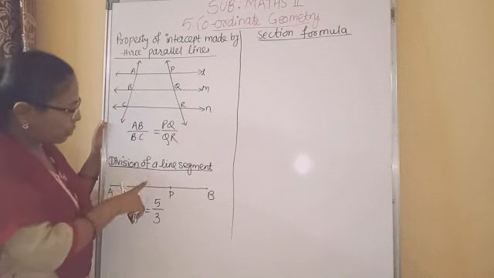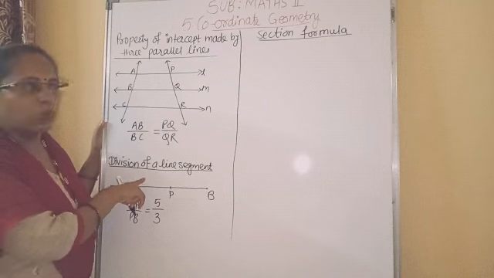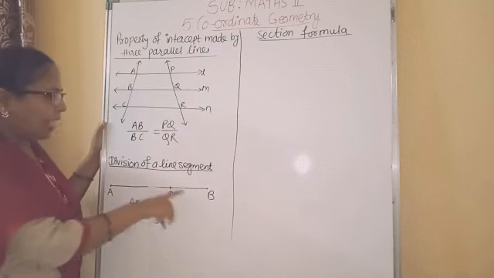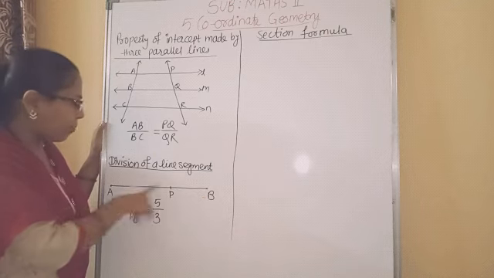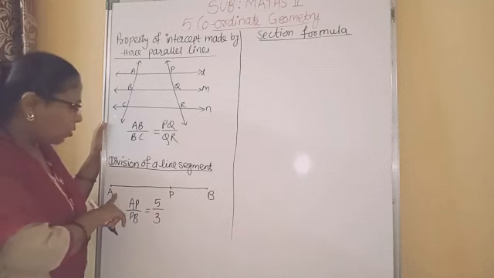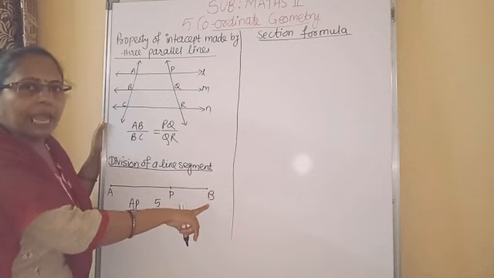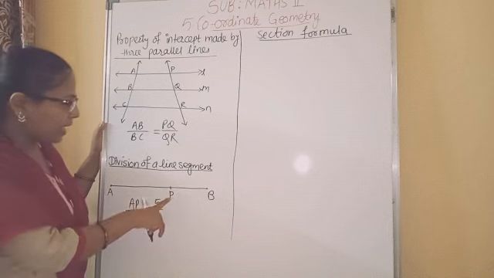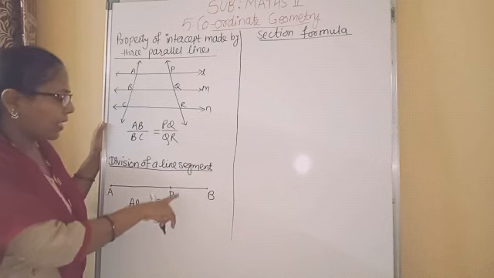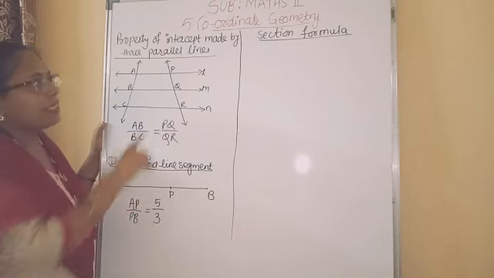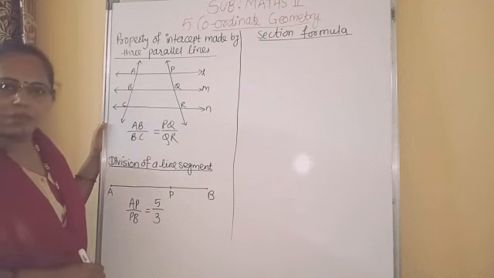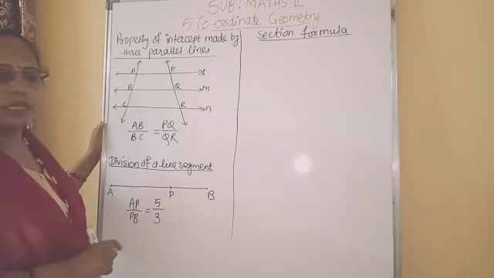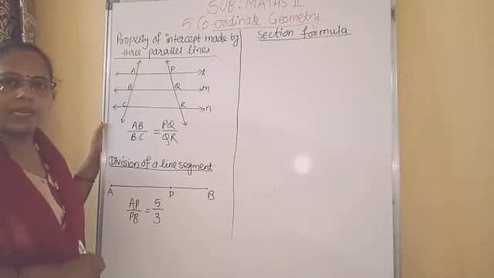Now these two concepts we have to use to find the section formula. Here A and B are the end points of the segment. If we know the coordinates of these two points and the ratio in which the point divides the segment, then we can find the coordinates of point P. This is called the section formula. Now we will see how to derive it, and how we can find the coordinates of point P.